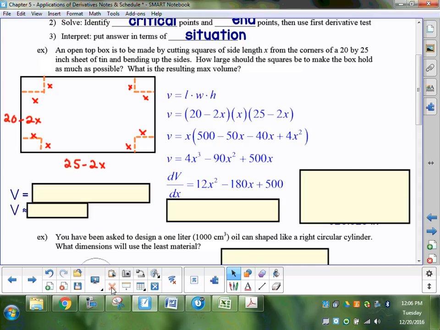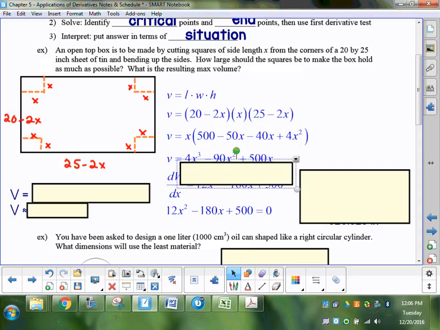I look at this and this looks very daunting. But if it's calculator free, it's that way for a reason. What can we do on this? You tell me. Take out a 12. Set it equal to 0.